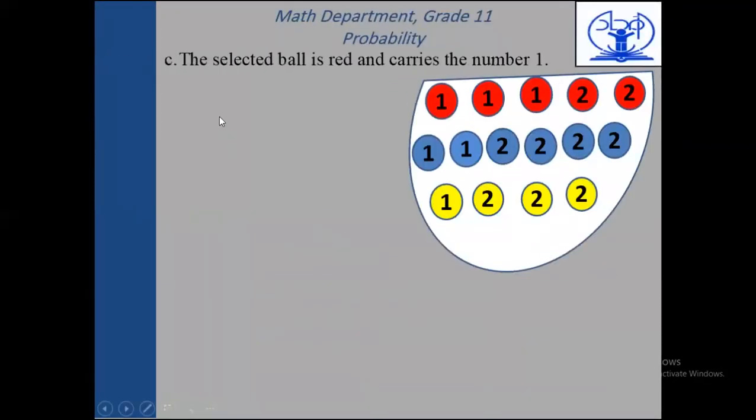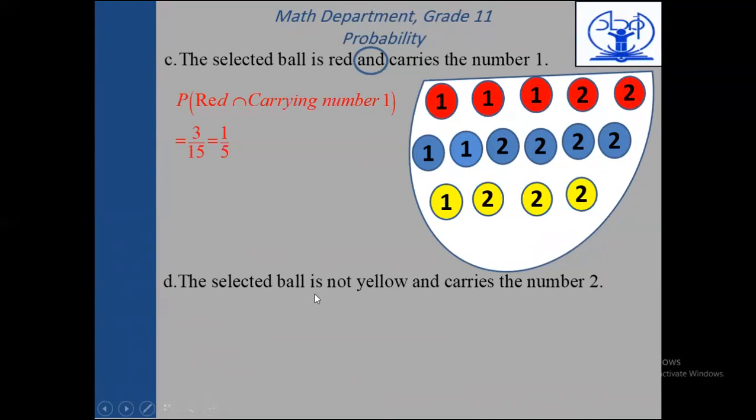Calculate the probability that the selected ball is red and carries the number 1. So you can search for the balls satisfying these two conditions at the same time. These 3 balls are okay because they are red and carrying the number 1. So actually in symbols it's an intersection. And the interpretation of intersection here is very easy. So 3 over 15, which is 1 over 5.